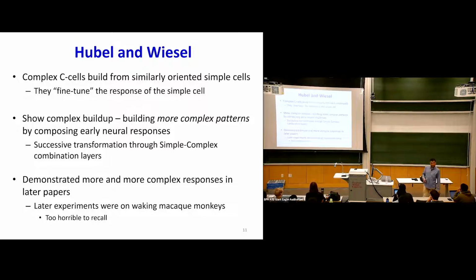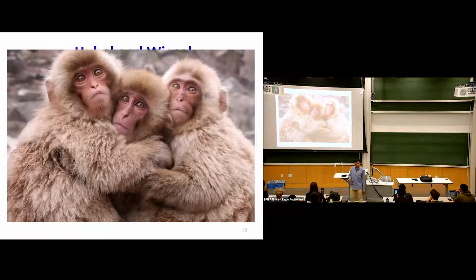They fine-tune the response of the simple cell, but then you actually have layers of these. You have S cells, which correspond to linear patterns, C cells, which clean them up. Then you have additional S cells, which look at the output of the C cells themselves and find patterns in those. And then you have C cells connected to those S cells, which clean up their response and so on. You have a hierarchical buildup of patterns that these cells respond to. They show that as you go through the various layers of the brain, the patterns the cells respond to become increasingly complex. They continued their experiments later on monkeys, and we won't go there.